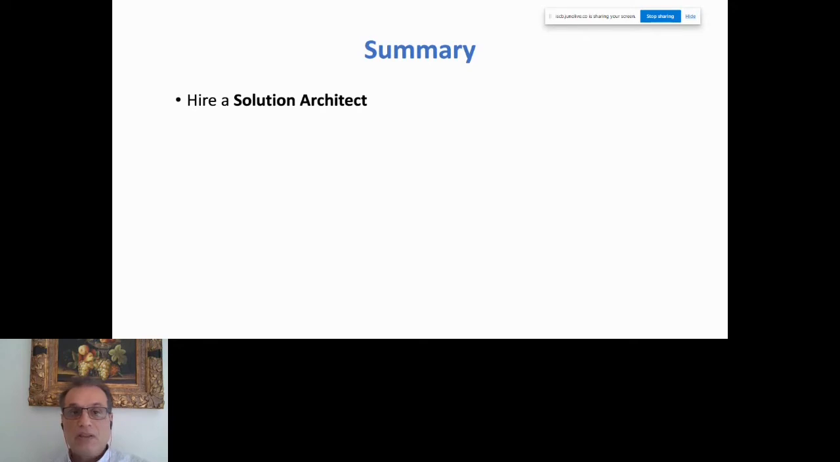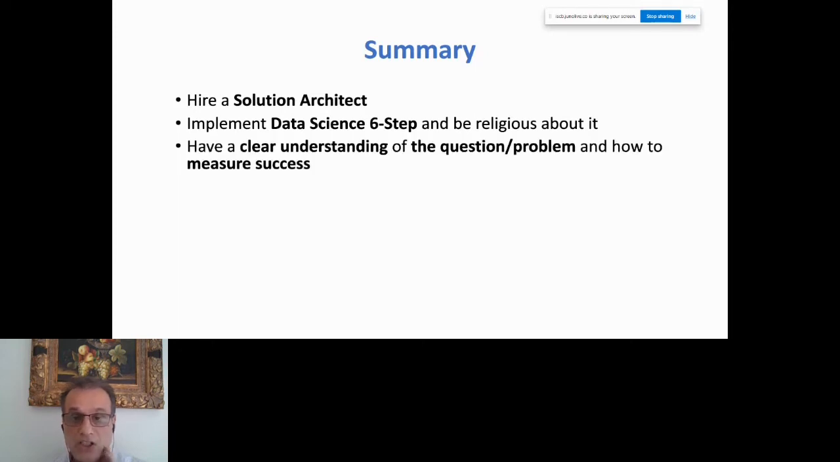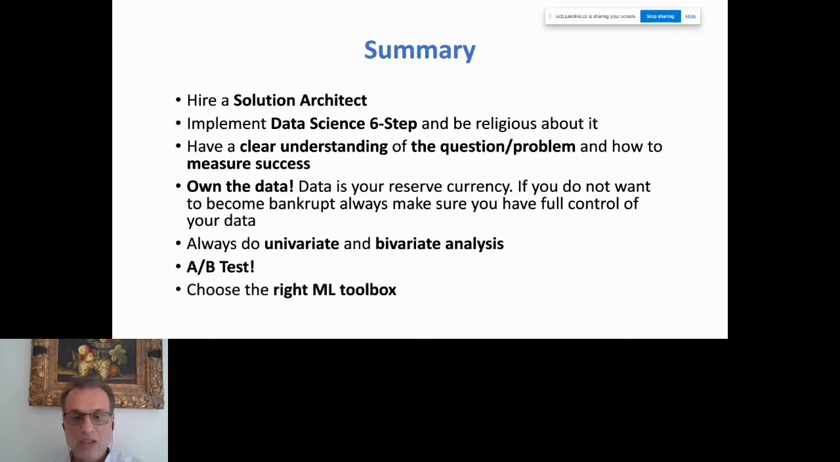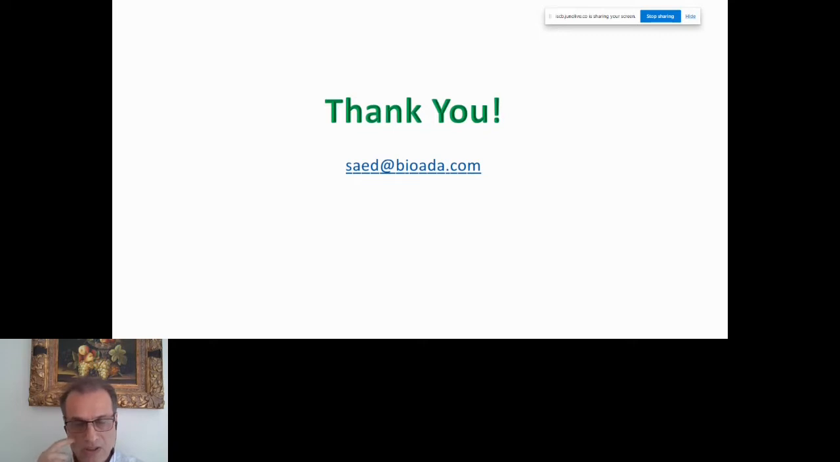Okay, in summary, have a solution architect in your team, implement data science 6-step and be religious about it. Have a clear understanding of your question and problem with the help of domain expert and how to measure success. Own the data. Data is your reserve currency. If you don't want to become bankrupt, always make sure you have full control of your data. Always do univariate and bivariate analysis. Don't forget A/B testing. Choose the right ML toolbox. Thank you, this is the first section, and if you have any question, please let me know.